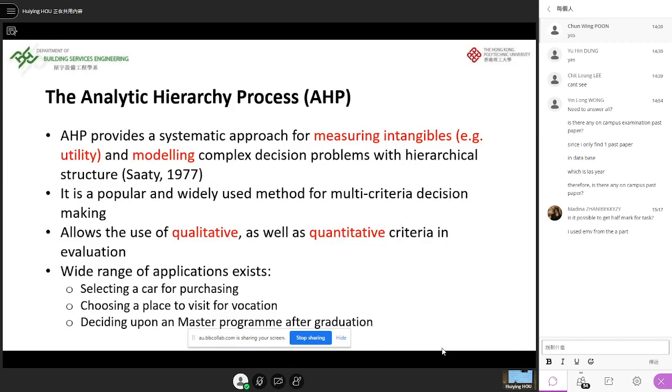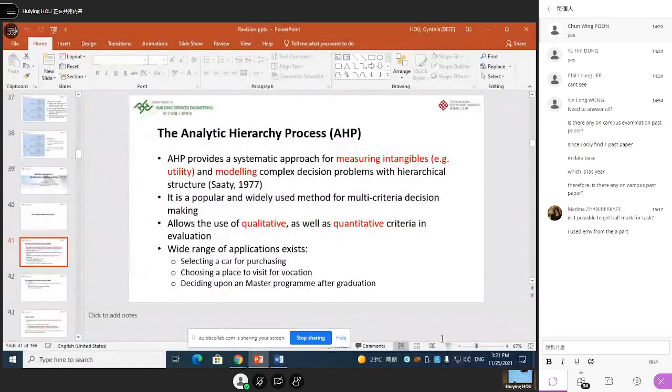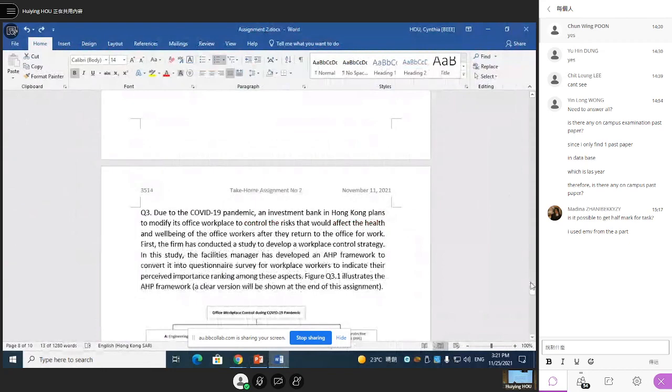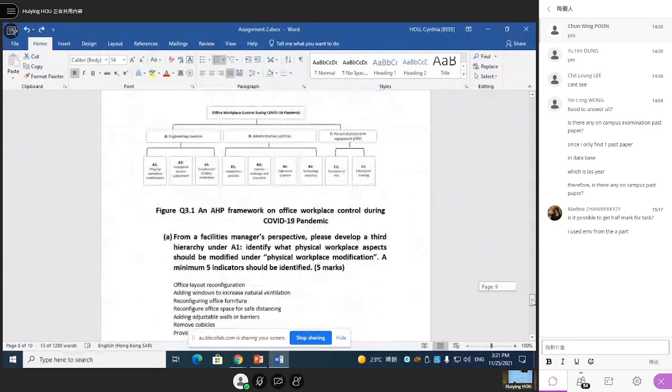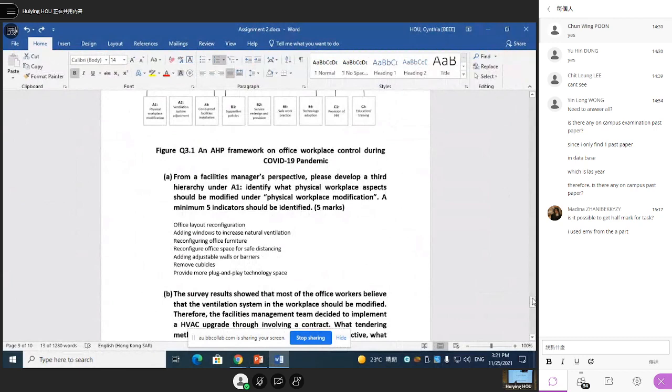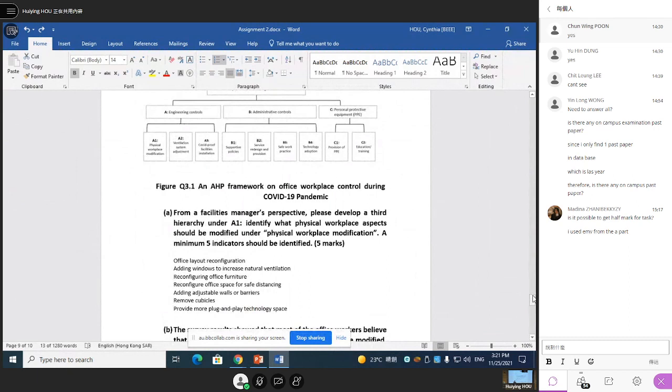And also, it's very important to develop reliable and valid criteria. That's why I designed question 3 in assignment 2, asking you to think about the possible criteria under physical workplace modification. Okay, then I will go back to the assignment and talk about it here. There is no correct answer, but I just want to know how much you understand these hierarchies and how much you understand the management approach on workplace management.